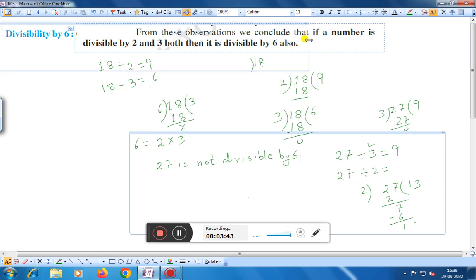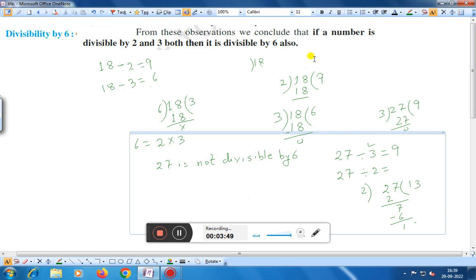Therefore we can conclude that if a number is divisible by 2 and 3 both, then it is divisible by 6 also. This is the divisibility rule of 6.